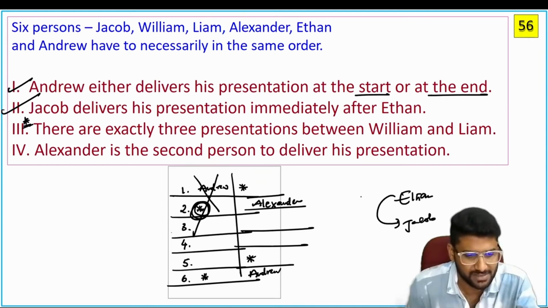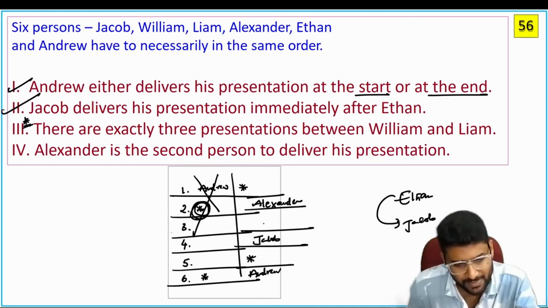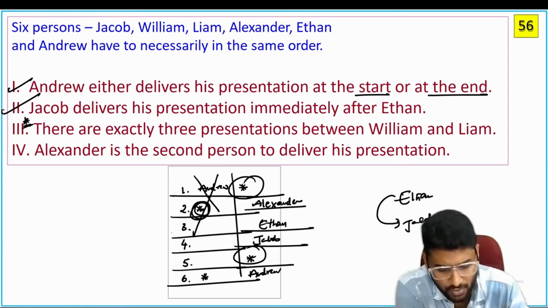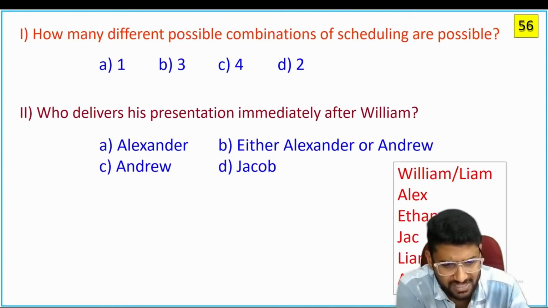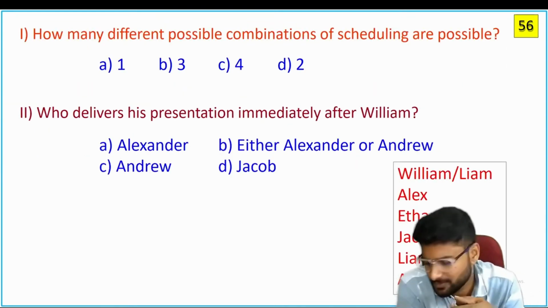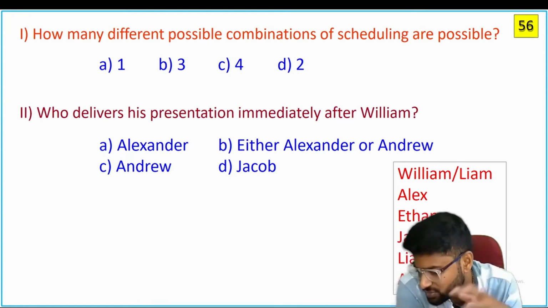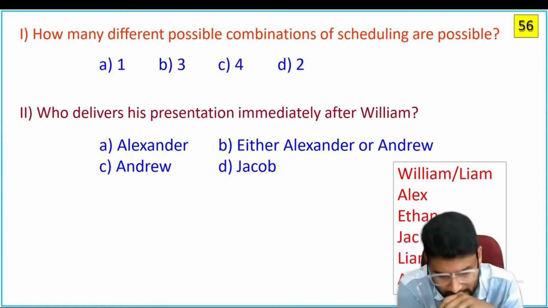Alexander. So Ethan, yes, Jacob is immediately after Ethan. So still we are not sure about the first presentation and fifth presentation. The remaining we can conclude. So we are done with the information, guys. Now go through these questions. Minimum 2, maximum 5 questions from any puzzle or arrangement.